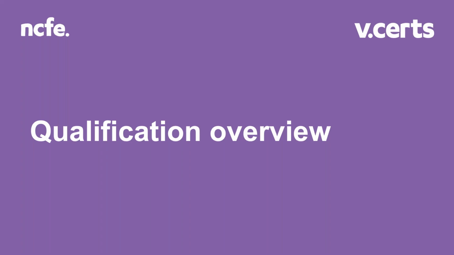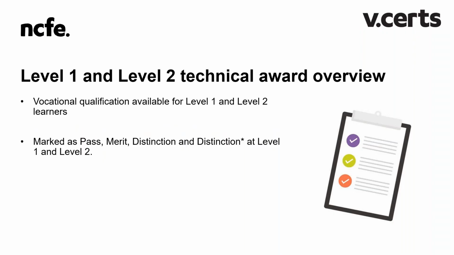Let us begin with an overview of the V Cert Level 1 and Level 2 Technical Award qualification. This is a vocational qualification and depending on your learners can be completed at Level 1 or Level 2. Do consider the learners you have though to decide which level they should be enrolled on. The grading covers Pass, Merit, Distinction and Distinction Star at both Level 1 and Level 2.